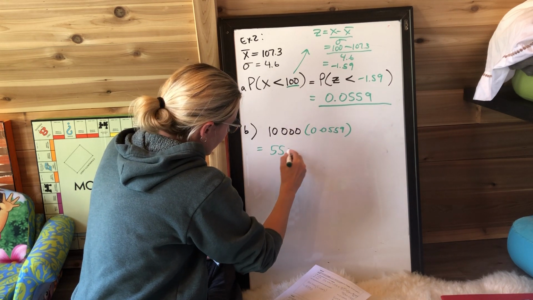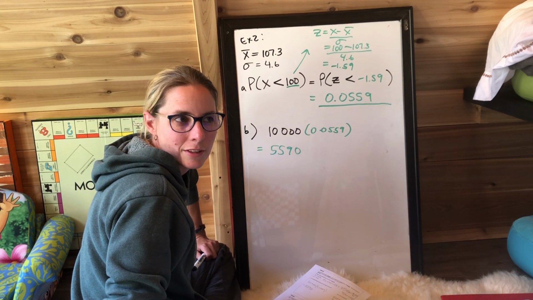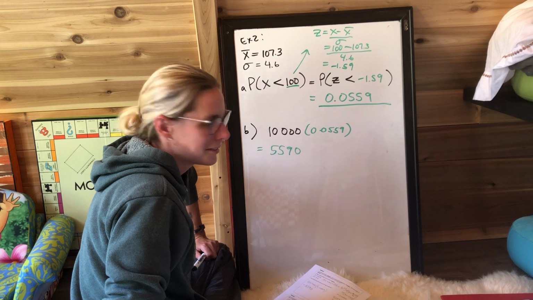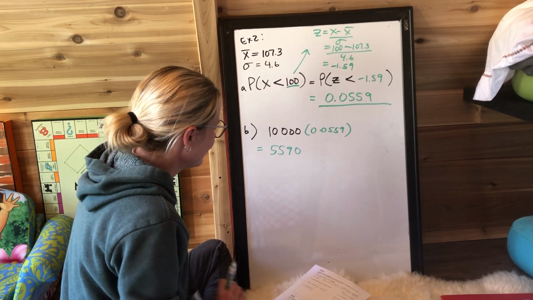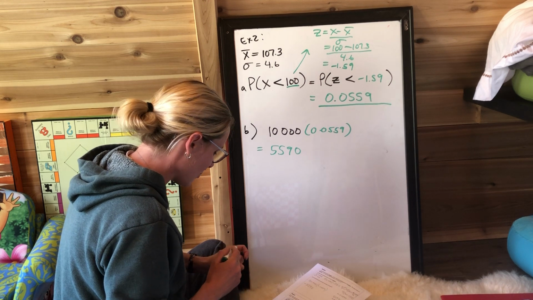And when you multiply that, you get 5,590 boxes are rejected. Wonder what they do with those. Maybe you eat them, I don't know. Maybe they give them to the workers. Maybe they redistribute the Smarties in.